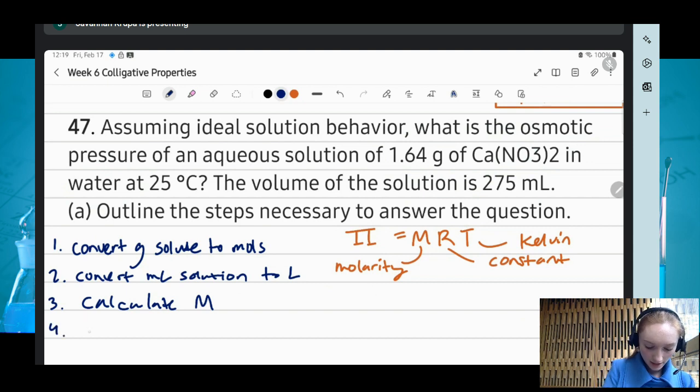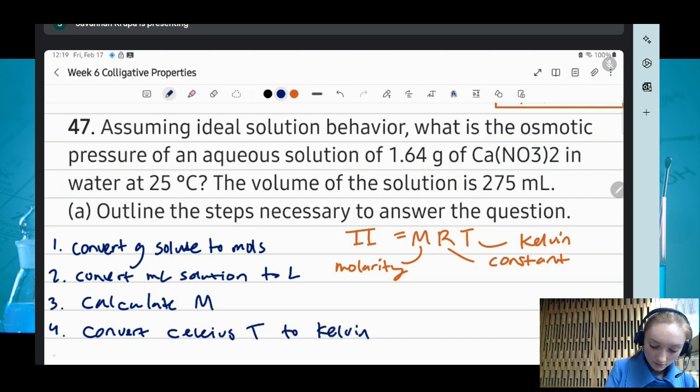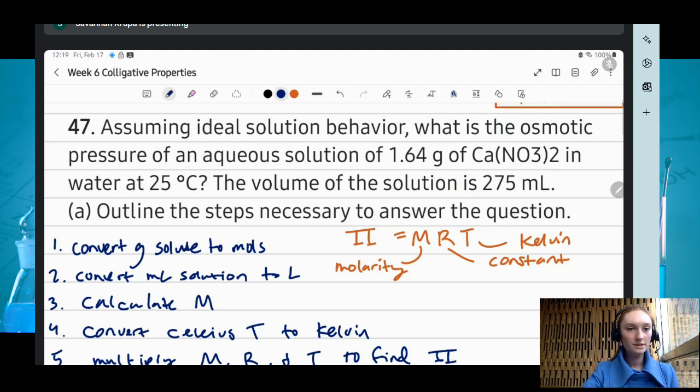And then number 4, we need to multiply. Actually, we need to convert the Celsius first. So convert Celsius T to Kelvin. And now we can multiply M, R, which is equal to the constant, and T to find the osmotic pressure. So those are all the steps. So let's get started on finding them.